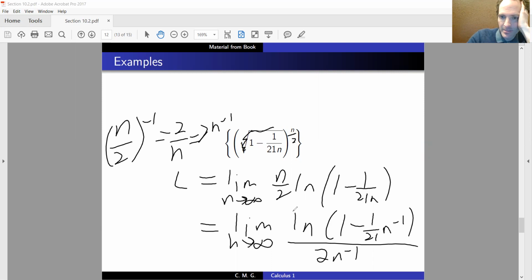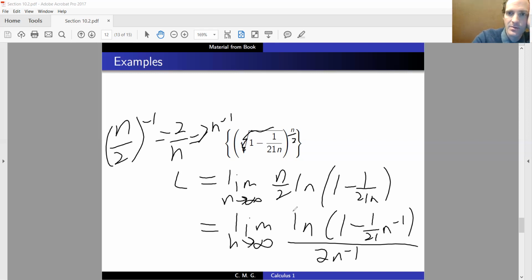Now I look at the top and the bottom and I say, okay, as n goes to infinity, the top goes to natural log of 1, which is 0. And the bottom, as n goes to infinity, goes 2 over n. 2 over infinity is getting closer and closer to 0. So I get a 0 over 0. I can do L'Hopital's rule. So I differentiate the top, differentiate the bottom. And again, I do not do a quotient rule. I just differentiate the top, just differentiate the bottom.